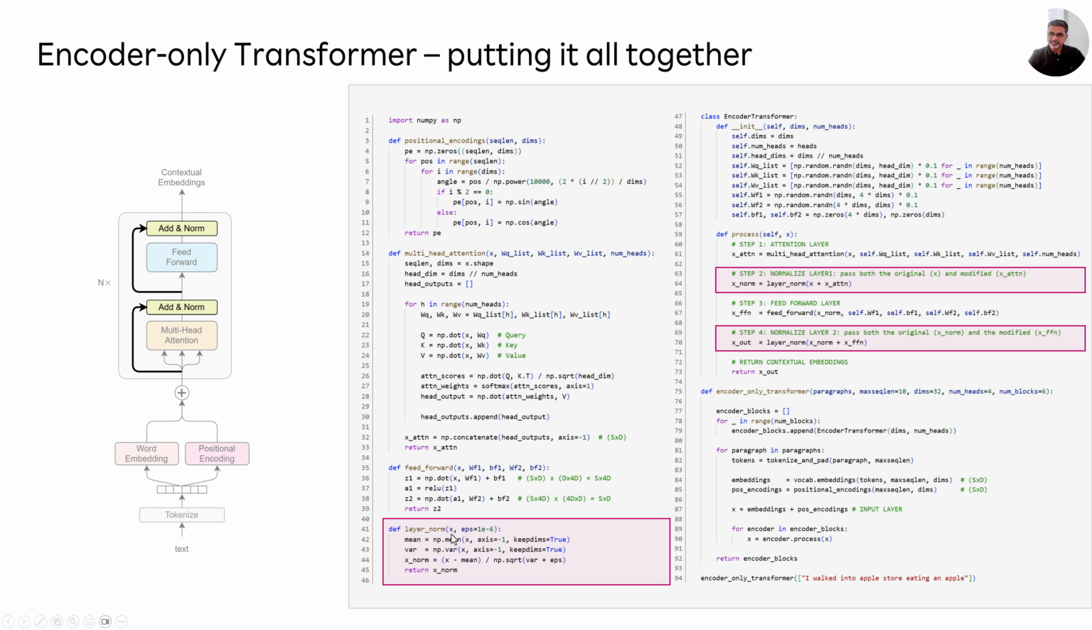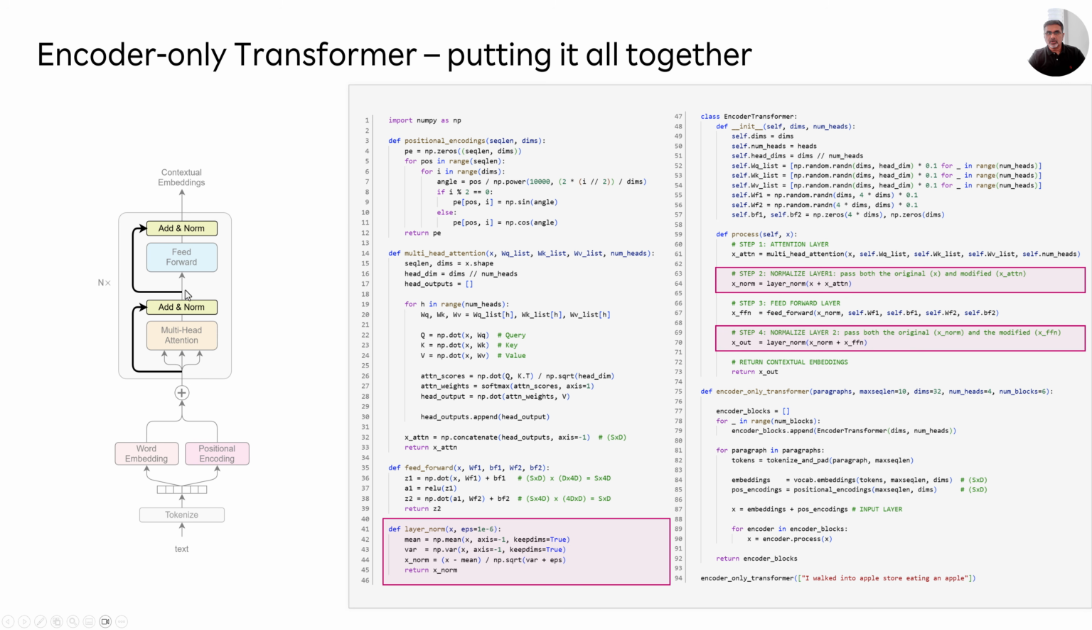I said that you have to also pass the residual connection with the value that was there before as well as the modified value. The value that was there before is X. The modified value is X attention. So you sum that up and pass it to the layer normalization. And the layer normalization will ensure that it normalizes every feature value for a token so that the mean is 0 and the variance is 1. So that's what it does. And then you get the X norm back.